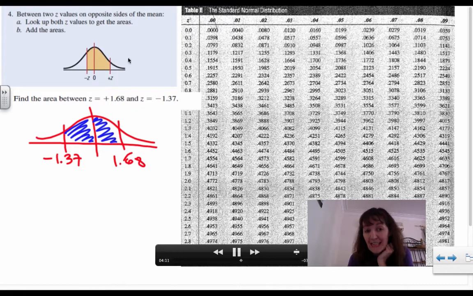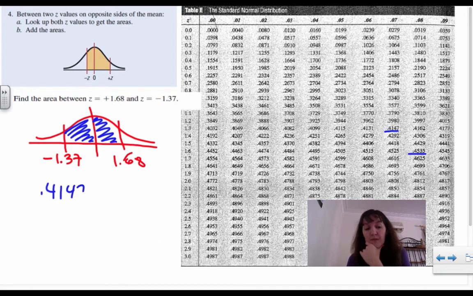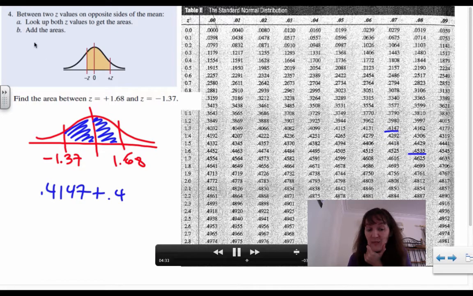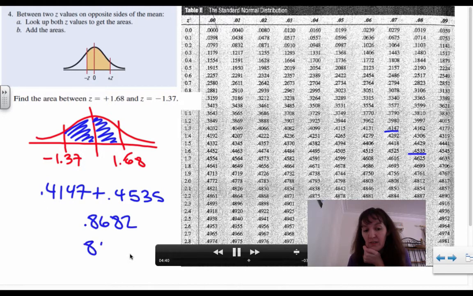Since it looks like this, I'm going to use these steps. I'm going to look up the z-score for 1.68 and the z-score for 1.37. Note there are no negatives; it really doesn't matter, it's still the same number. So I have 0.4535 and 0.4147. I'm going to add those together because that's what it tells me to do. I'm adding these two areas together to get the area of that entire space: 0.8682, or 86.82%. So that's the probability that my value will land between those two z-scores.